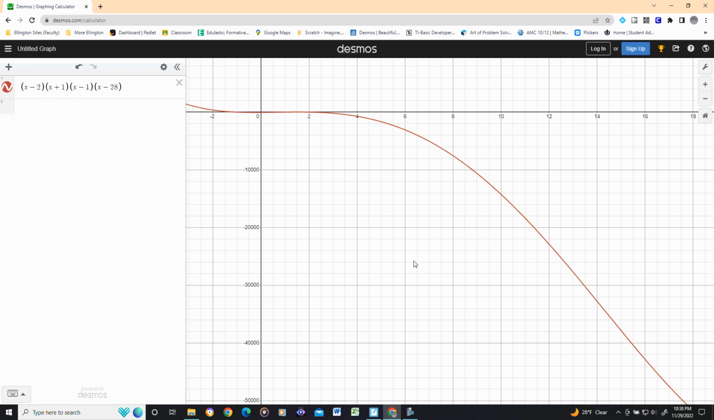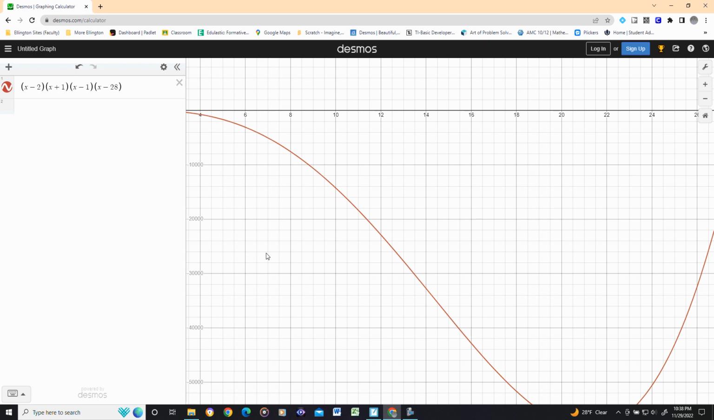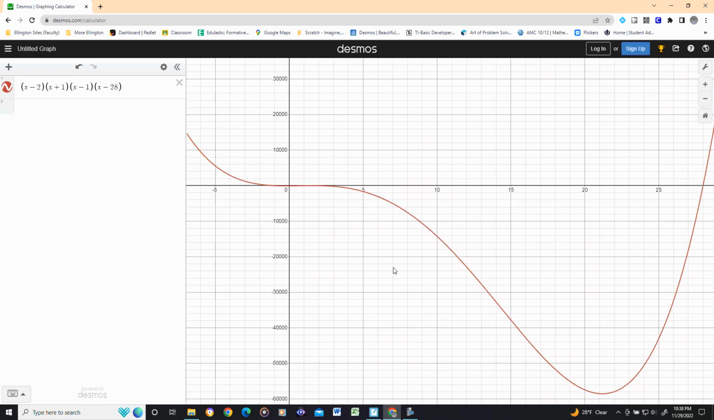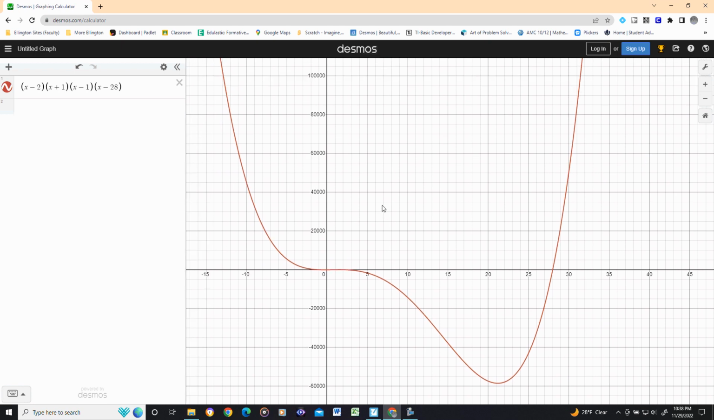Whoa. And look at that. Look at that function right there. And I'll even scroll it back a little bit. That's wild, isn't it? And there's a picture of the function.